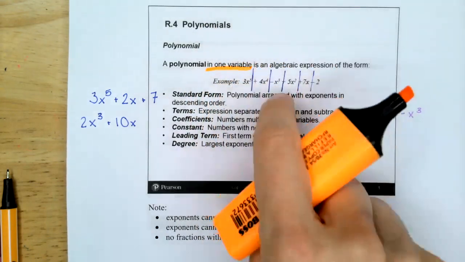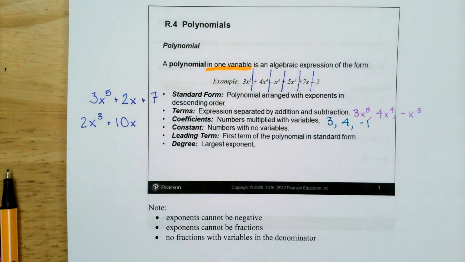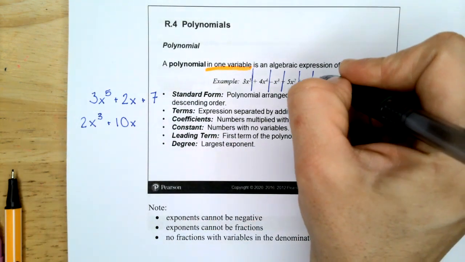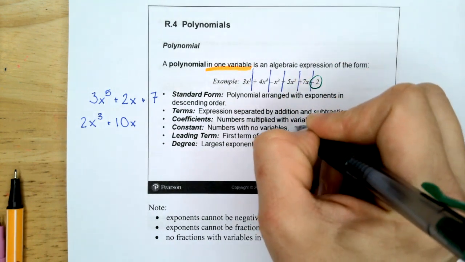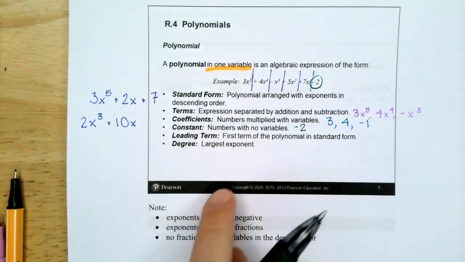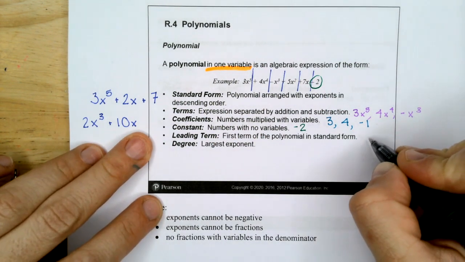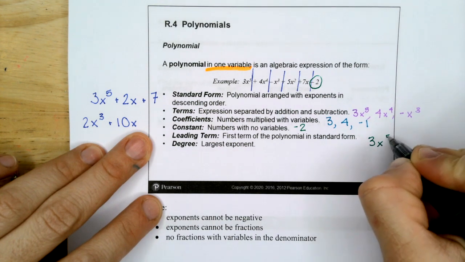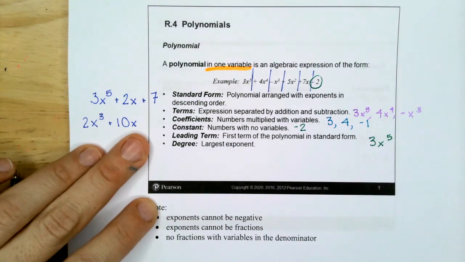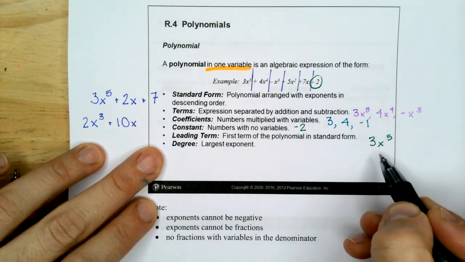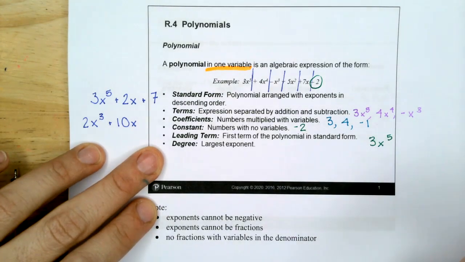Something else I forgot. In one variable just means that there's only an x, there's not a y. There's only one letter to replace the numbers. The constant is the number without any variable. So the constant for this polynomial is a negative 2. The leading term is the first term of the polynomial in standard form. It's the entire term. So the leading term of this polynomial is 3x to the fifth. The degree is the largest exponent, the term with the largest exponent, that is the degree.